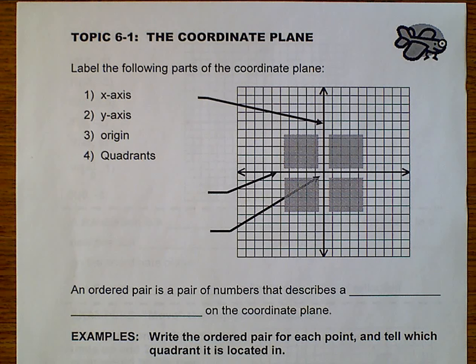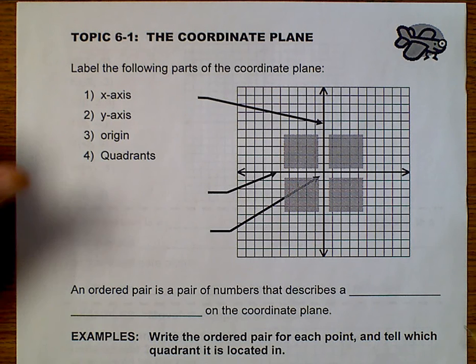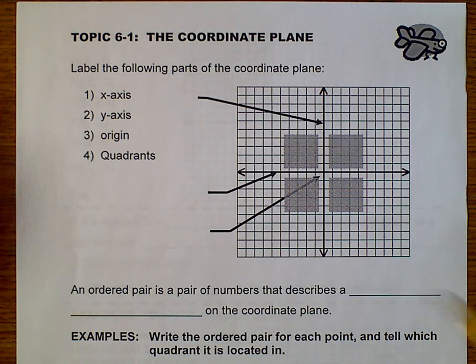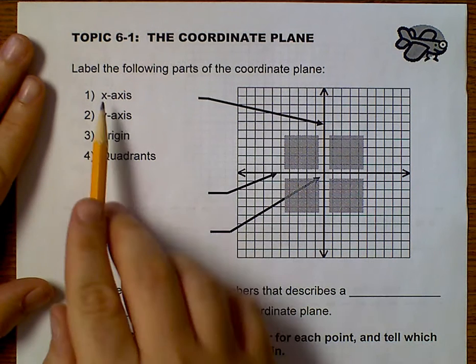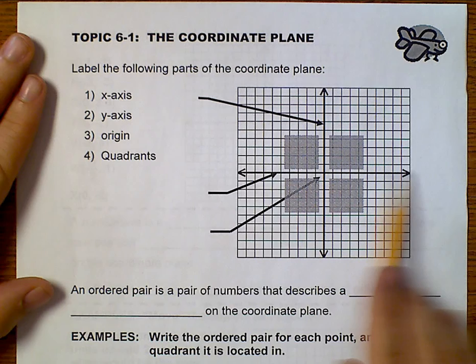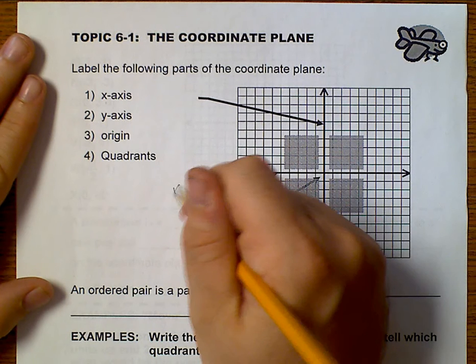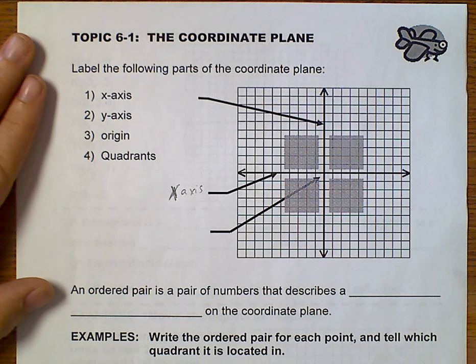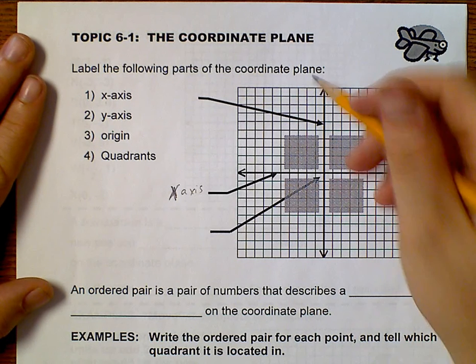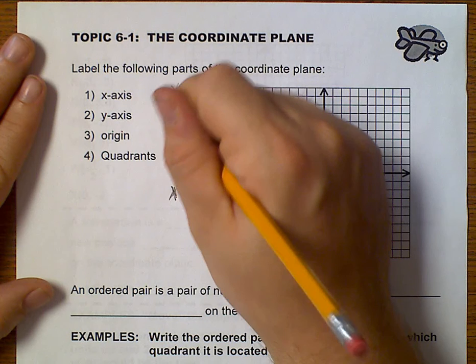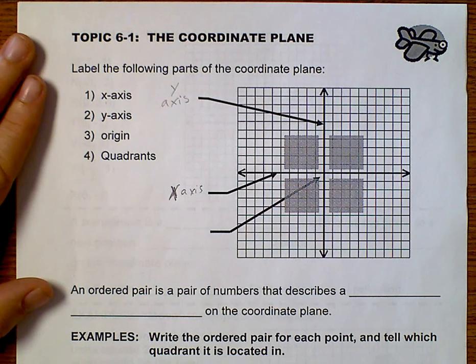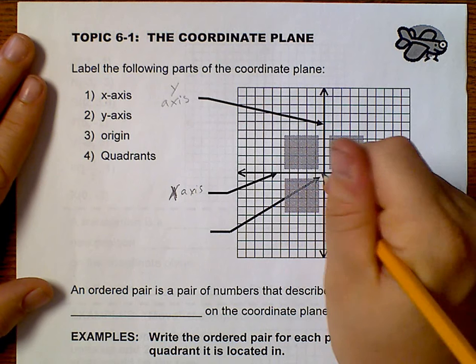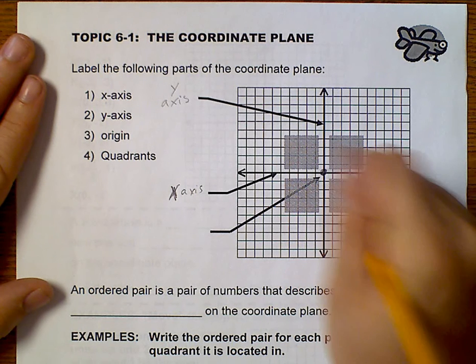Hello, this is Algebra 1, topic 6-1 on the coordinate plane. This is just a review on the different parts that make up our plane, and so we're going to label everything. Our x-axis, that would be this one right here. Our y-axis, that will be the one that goes up and down. Our origin, that's the point in the center.